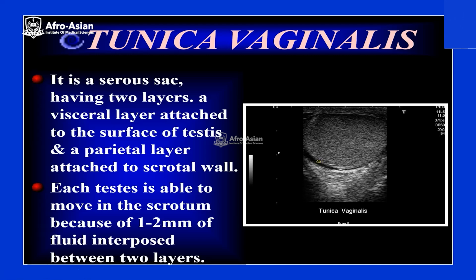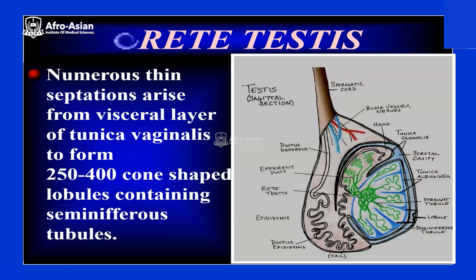Each testis is able to move in the scrotum because of 1 to 2 mm of fluid interposed between two layers of the tunica vaginalis. This anechoic area is the fluid in the tunica vaginalis, which has a visceral layer towards testes and a parietal layer towards the wall. Rete testis.